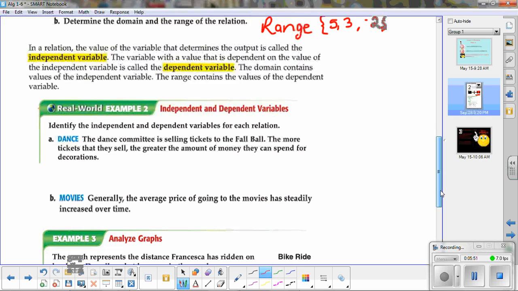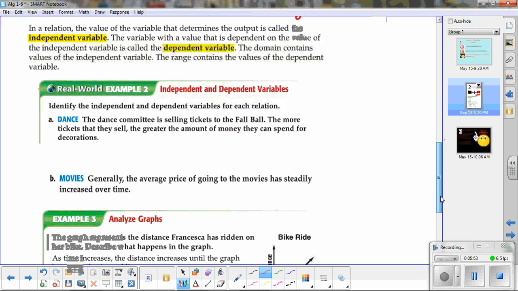In a relation, the value of the variable that determines the output is called the independent variable, and the variable with a value that is dependent on the value of the independent variable is called the dependent variable, because it depends on the other one. The domain contains values of the independent variable, and the range contains the values of the dependent variable.